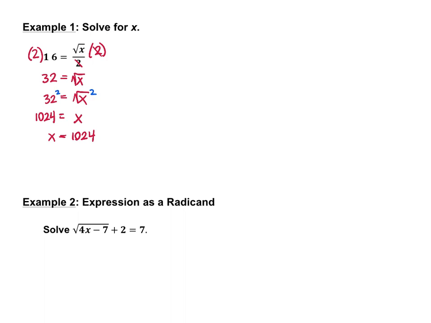The next thing that we're going to do is check to see if this works by plugging the x that we got into the original equation. So we rewrite the original equation, but instead of x, we put in 1024, and then we check to see if the equation is in balance, meaning are both sides equal to each other. So we're going to have 16 equals the square root of 1024, which is 32, so 32 over 2, and 32 over 2 is in fact 16. 16 equals 16, so we have a final answer, x equals 1024.